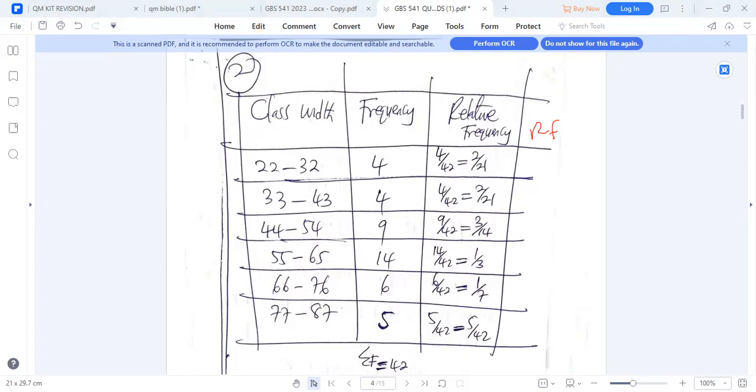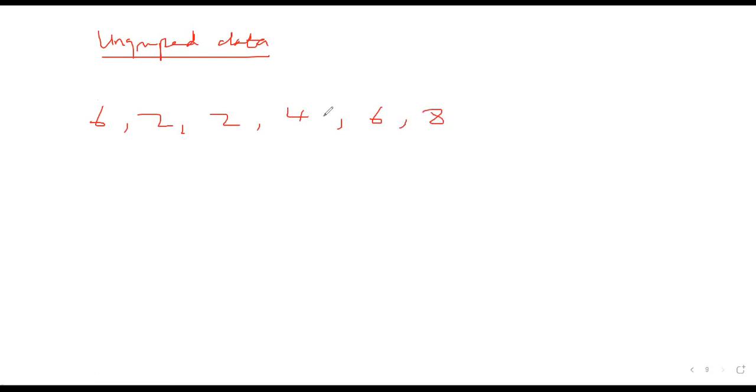All right. Then it takes us to how to come up with ungrouped data. So when you're given ungrouped data, they're asking us to find maybe the measures of central tendency. Okay, so 6, 2, 2, 4, 6, 8. The first thing is to arrange the data in ascending order. 2, 2, 4, 6, 6, 8, 20.